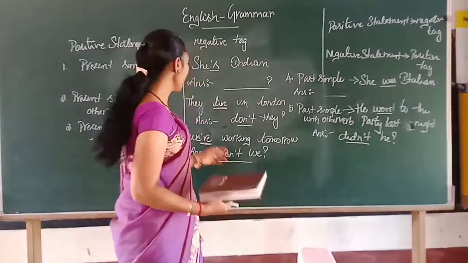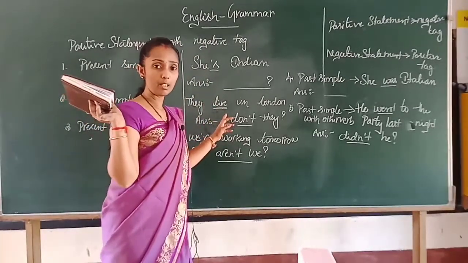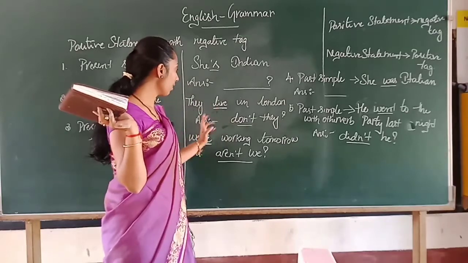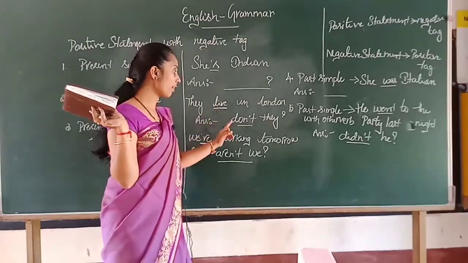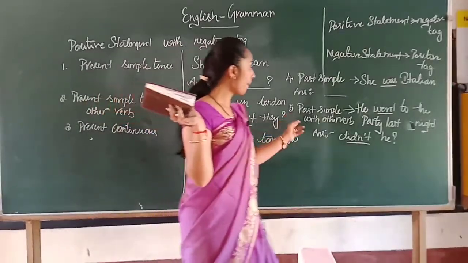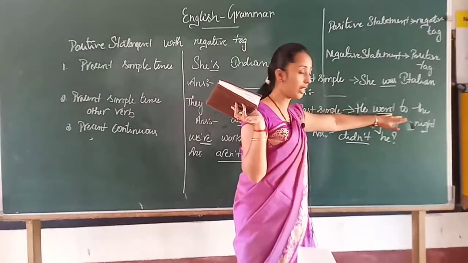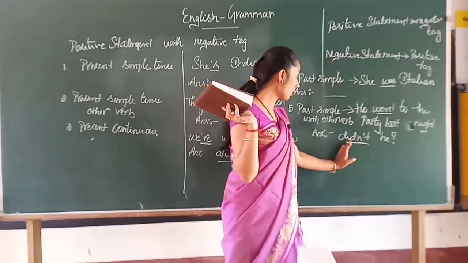Here, observe: present simple tense with other verb "live." For "live" here we used "don't" as the negative, and here in past simple tense with other verb, where we used "went," for that we used "did."